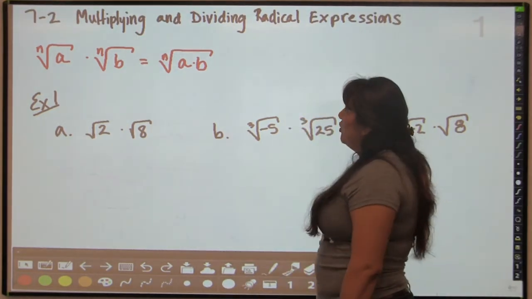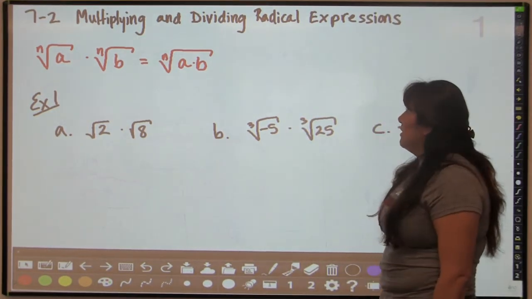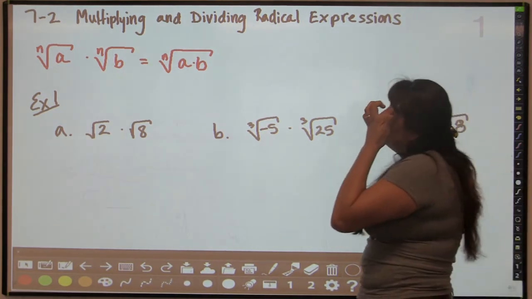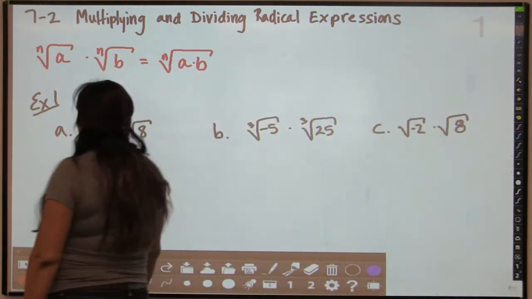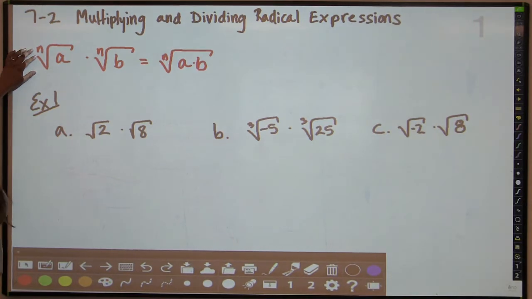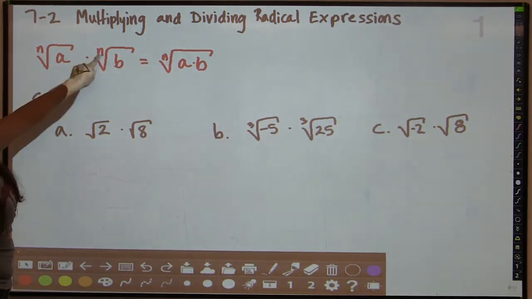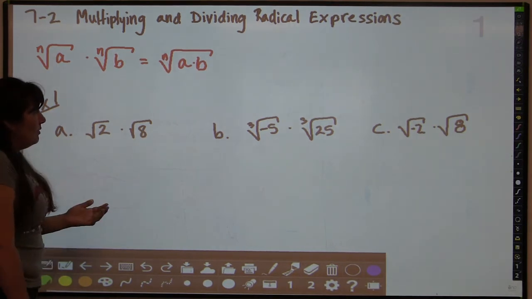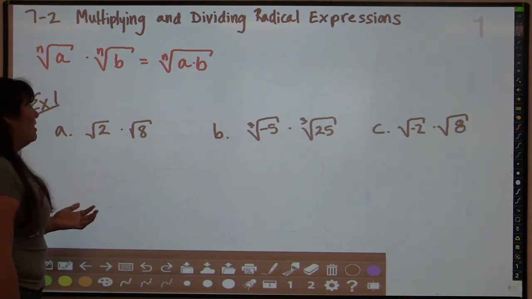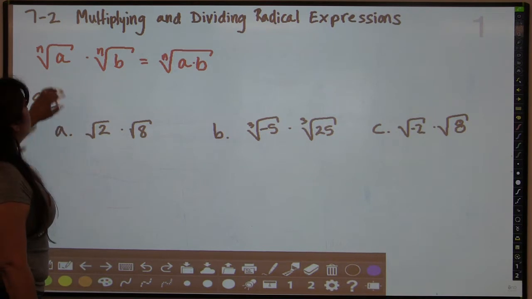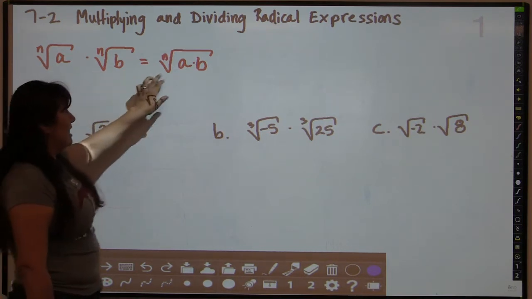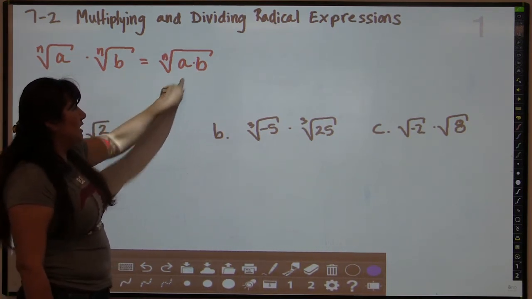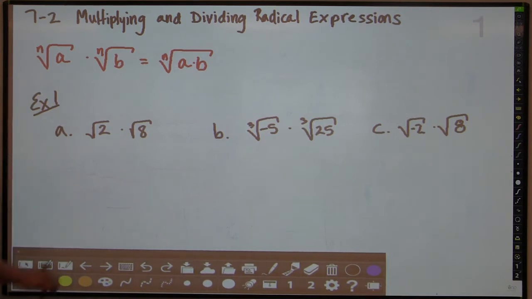Hello, we are going to be learning how to multiply and divide radical expressions today. So here's in red our rule of thumb. The nth root of a times the nth root of b, as long as these indexes are the same, makes multiplying really easy. It's not to say that you can't multiply if the indexes aren't the same, but it makes it easier when they are. So the nth root of a times the nth root of b equals the nth root of a times b, combined underneath the radical here. So I have some examples to show you how that works.